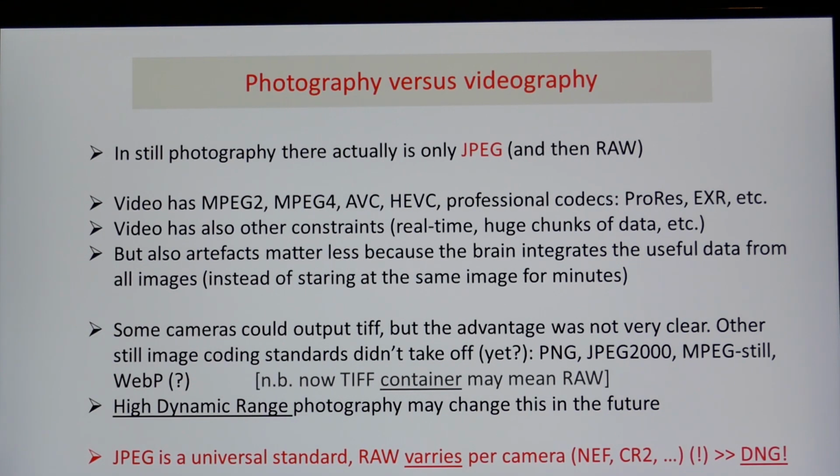There's a difference also between photography and videography. First of all, in photography, there's only one way to code images up to this moment. There could be other ways, but they're not popular. And then there's the RAW. In videography, you have all kinds of options that you can choose.